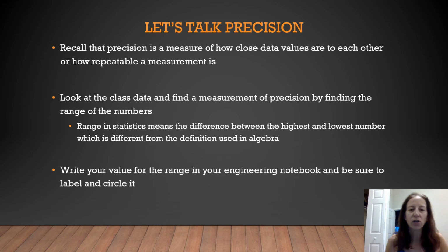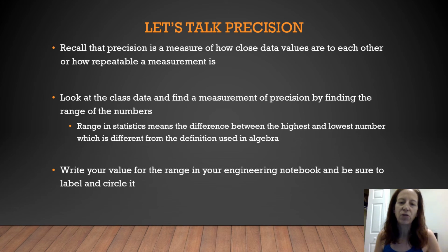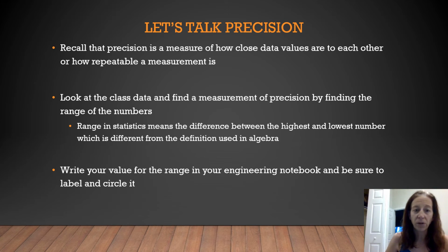So what we're going to do is look at the class data and find a measurement of precision by finding the range of the numbers. Now, range in statistics, when you're in the branch of math known as statistics, means the difference between the highest and lowest number, which is different from the definition used in algebra. So in algebra, range is all of the possible outputs of a function. It's just two different branches of math, and that word is used in both branches. So what you're looking for is the difference between the highest and the lowest number.